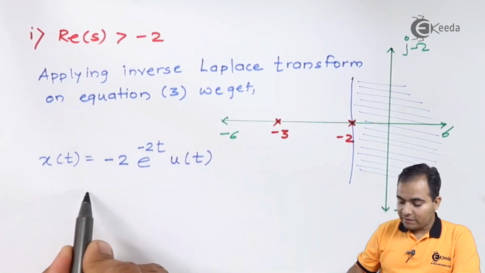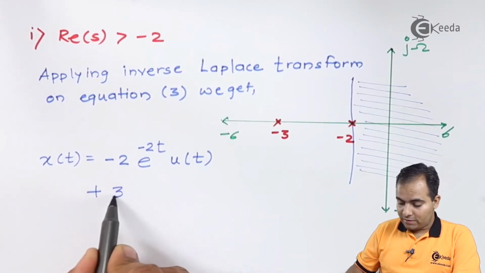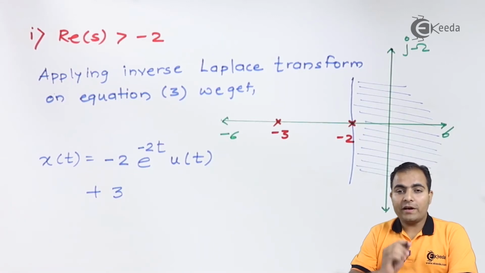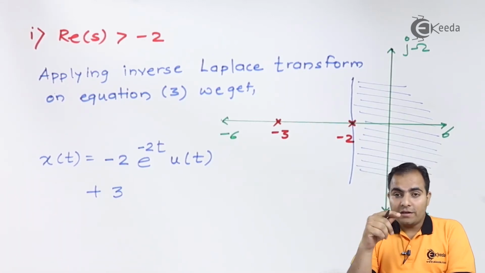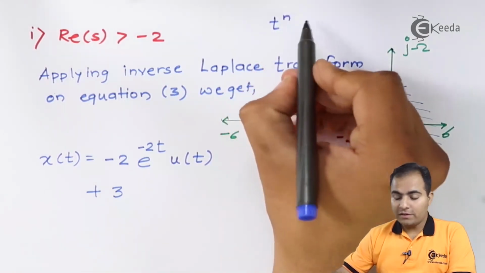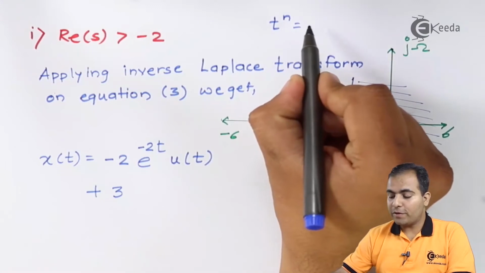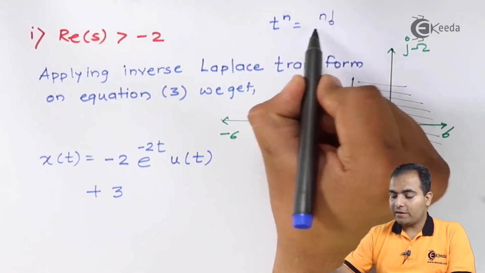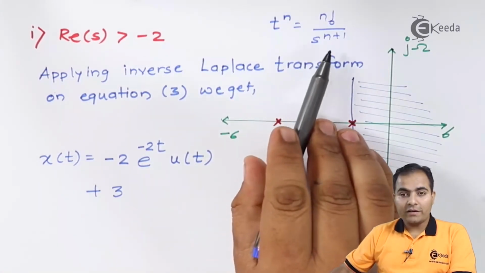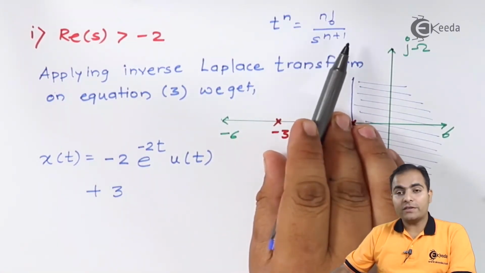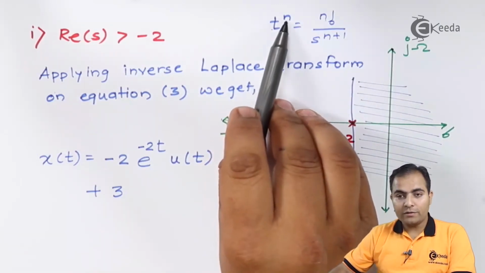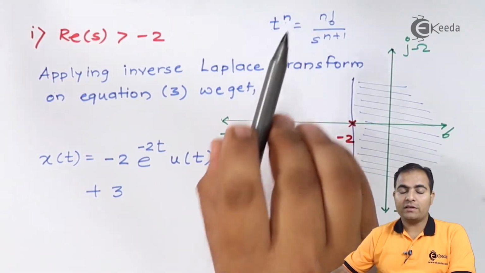Now the next part is 3, the B part. First of all, in the denominator of B what we have? (s plus 3) the whole square. Now as I told you, we have studied this t to the power n formula in mathematics: n factorial upon s raised to n plus 1. Here, the whole bracket is raised to 2, which means n plus 1 value is 2. So n equals 1, which means this n value, which is the power of t, is 1.